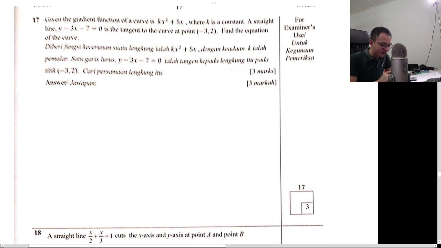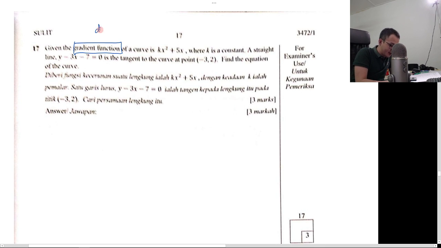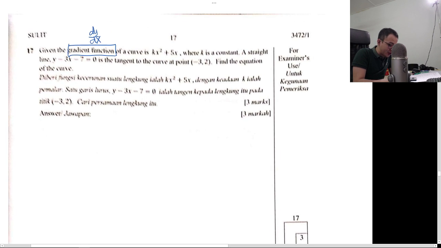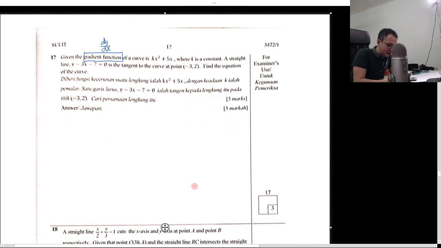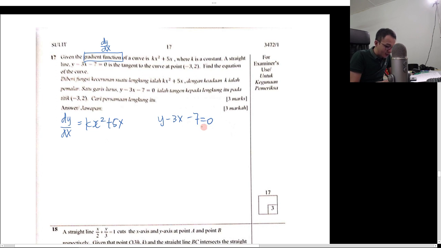Given the gradient function of the curve, when you see the gradient function, we should know the gradient function always means dy/dx. This is the first thing I will always write if I see a gradient function. So dy/dx equals kx squared plus 5x, where k is a constant. A straight line, it's so hard to see, I guess the equation is y minus 3x minus 7 equals 0, is tangent to this curve at the point (-3, 2). Find the equation of the curve.